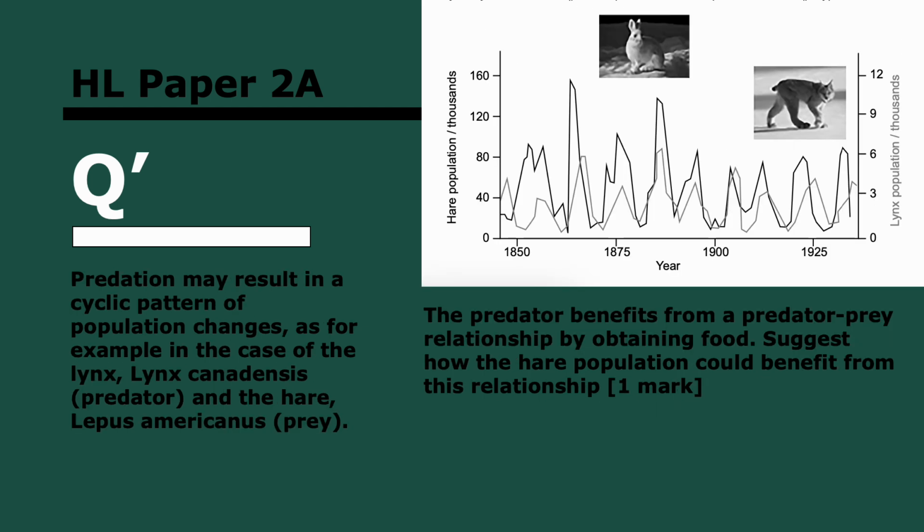Next question. Predation may result in a cyclic pattern of population changes. So, for example, the lynx and the hare. The predator benefits from a predator-prey relationship by obtaining food. Suggest how the hare population can benefit from this relationship. Now, this is something you've probably never thought of, but 3, 2, and 1.